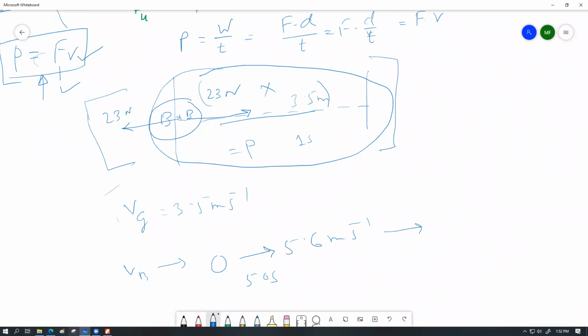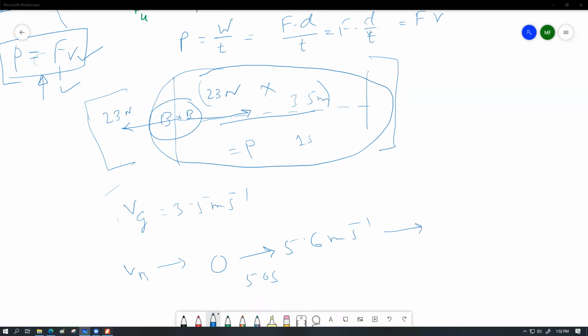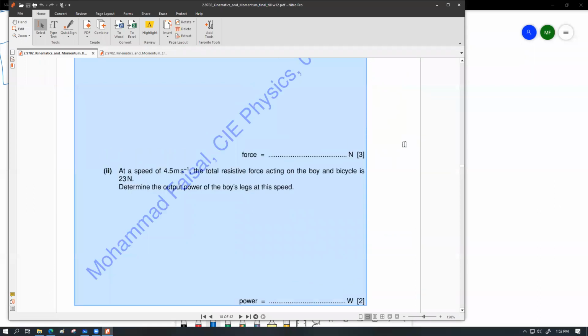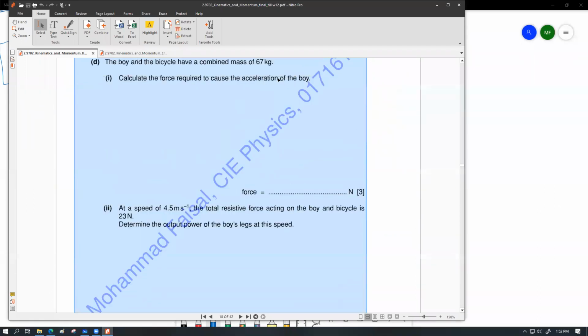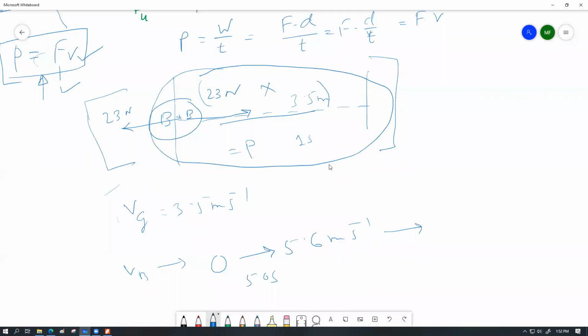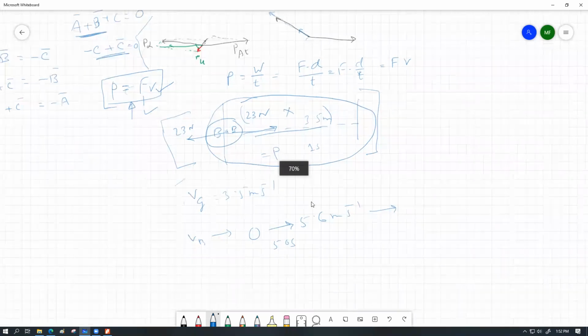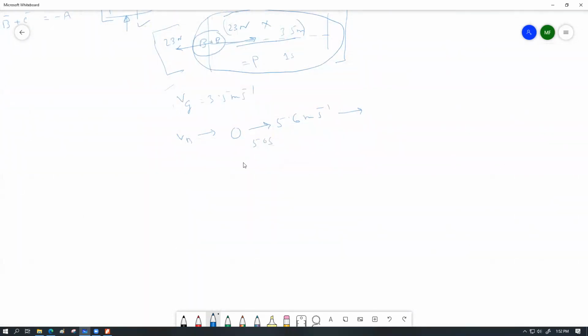Have a look. In this case, the question says that the force required to cause the acceleration of the boy is something. This is the required force to make the acceleration, and also there would be a backward force of 23 Newton. So okay, fine. I'll show you this process once again. Have a look at a different scenario. I'll keep this observation over here so that we have a reference. I'll use a different color.